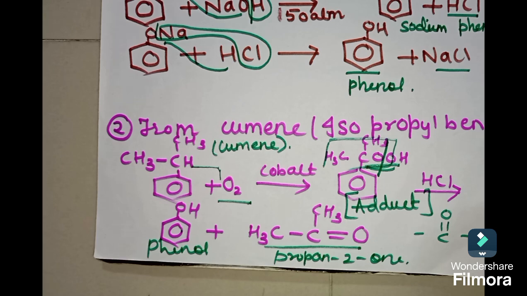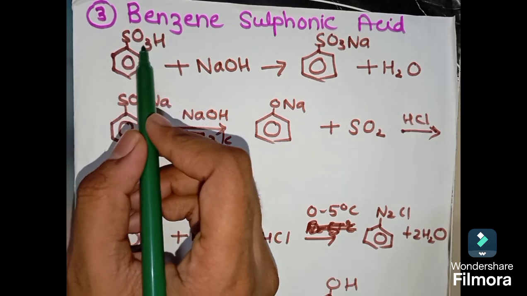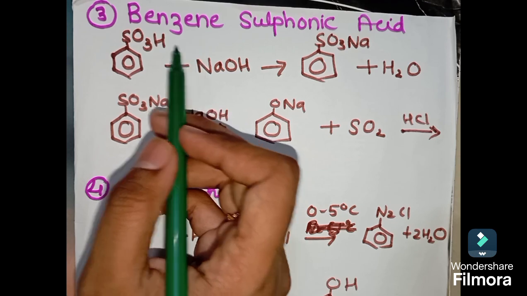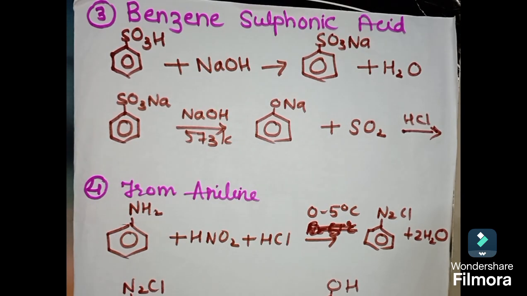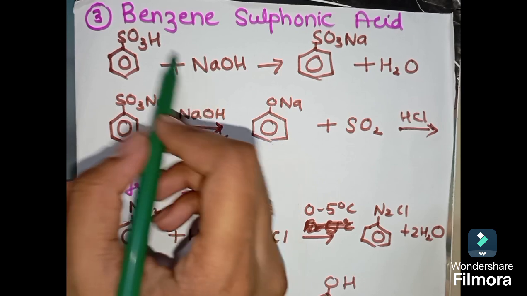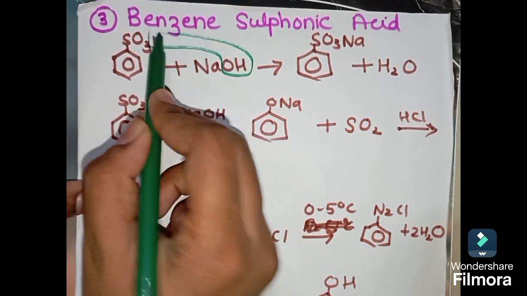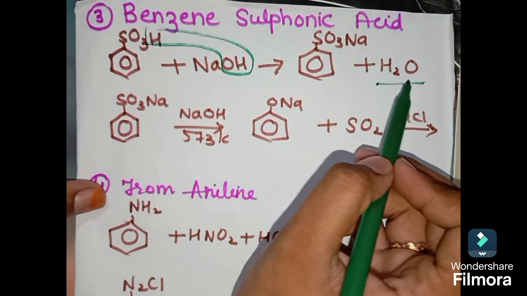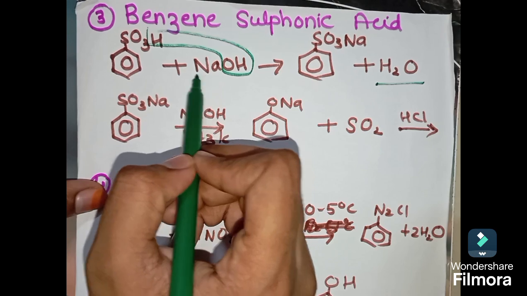Now we are going to see the next preparation method of phenol, that is from benzene sulfonic acid. So I have taken benzene sulfonic acid over here. The sulfonic group is attached to the benzene ring, and now I am going to react it with sodium hydroxide. Now what will happen over here, students? This H will combine with this OH forming H2O, so H2O is taken out.